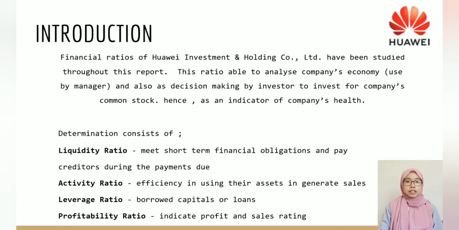Throughout this study, the financial ratios of the company have been identified. There are four types of ratios involved: liquidity ratios, activity ratios, leverage ratios, and profitability ratios. Liquidity ratios are the ability of the company to meet short-term obligations and pay their creditors when the payment is due. Meanwhile, activity ratios are the efficiency of the company in using their assets to generate sales. Next are leverage ratios, which determine the company's borrowed capital or loans. On the other hand, the profitability ratios indicate the profit and sales rating of this company.